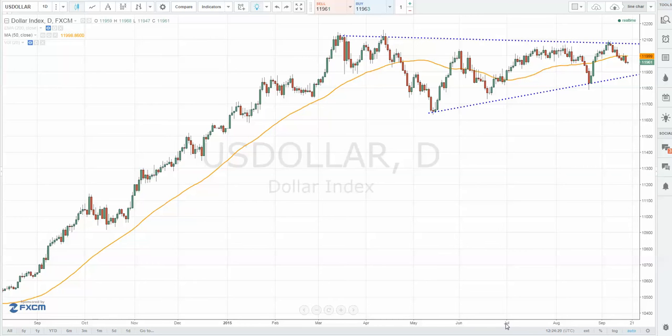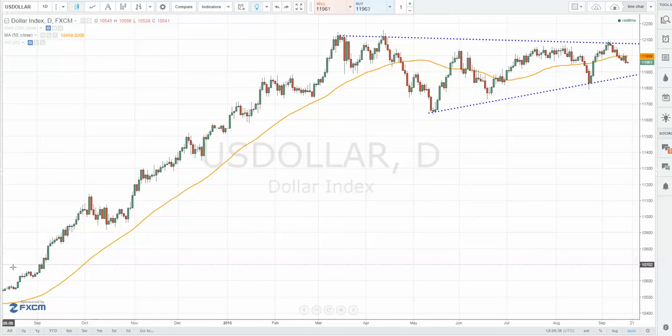Okay, last week or earlier this week, we discussed the US dollar index, and this is the FXCM US dollar index. What we're seeing on this is a long trend up that culminated really around mid-March of this year. Since then, we've seen basically a pennant formation.